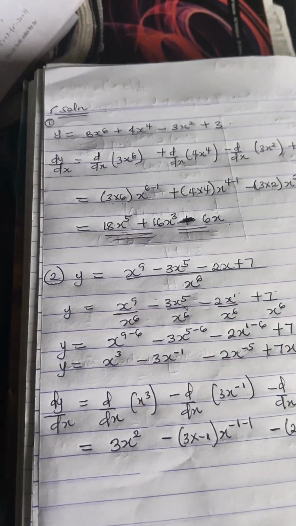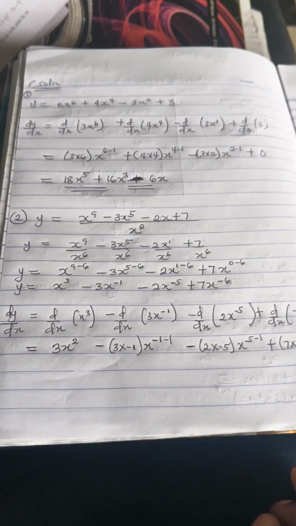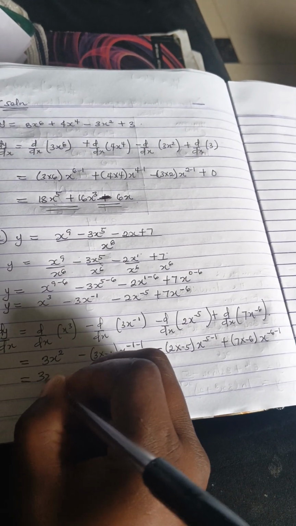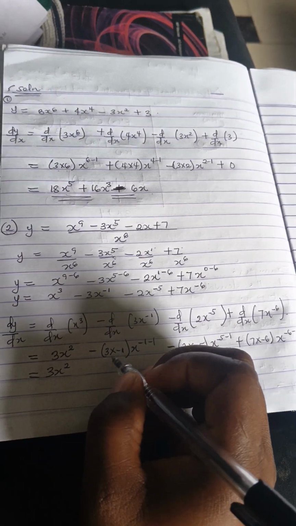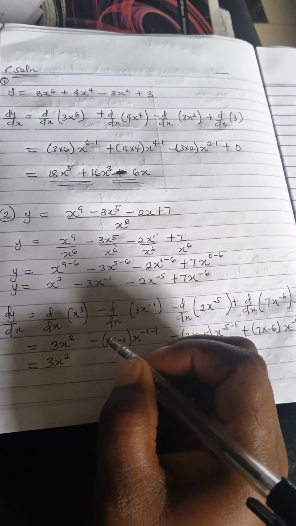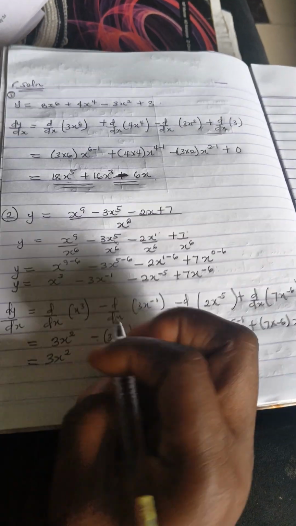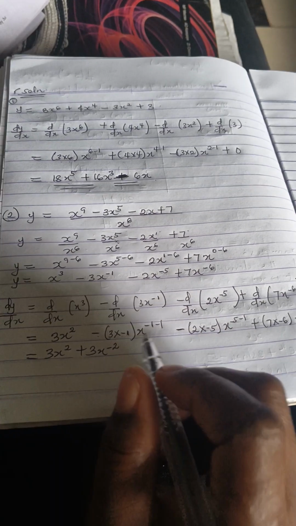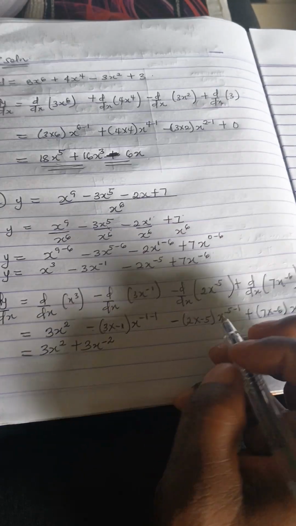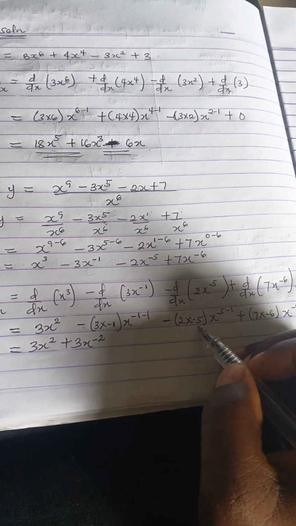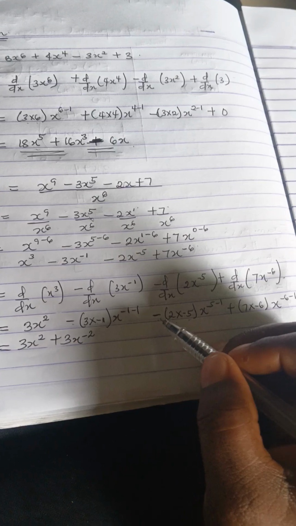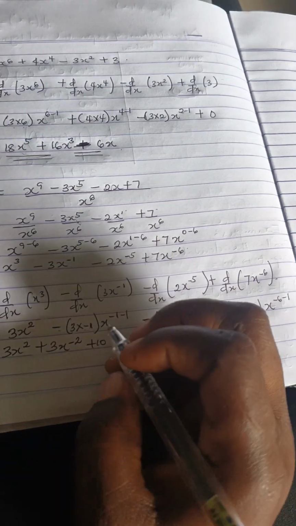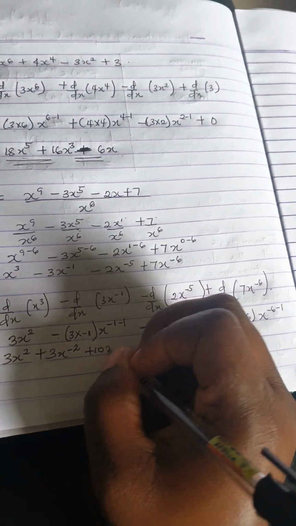At the end of the day, what do you have? We have 3x squared. You know, 3 times minus 1 will give you minus 3. So minus 1 times minus 3 will give you plus 3. This one will become plus 3x raised to the power of minus 2. And remember, 2 times minus 5 is minus 10, and there is a minus outside. Minus and minus will also give us plus 10. This one will become plus 10 x raised to the power of minus 5.